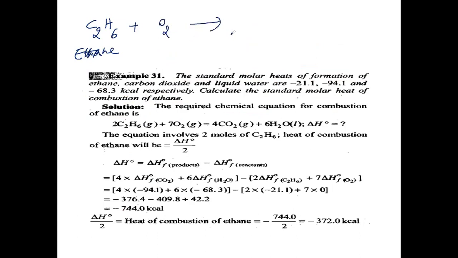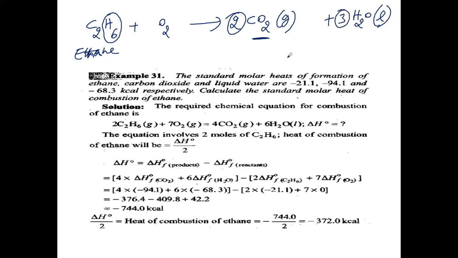In this combustion reaction, what will always be the products? CO2 gas will be produced, and also H2O liquid will be produced. These two only will be the products. Now tell me how many moles of CO2 will be formed? How many carbon atoms are available here? 2, so 2 CO2 will form. Next, how many hydrogen atoms? 6. 6 by 2 is 3, so 3 H2O should be formed.